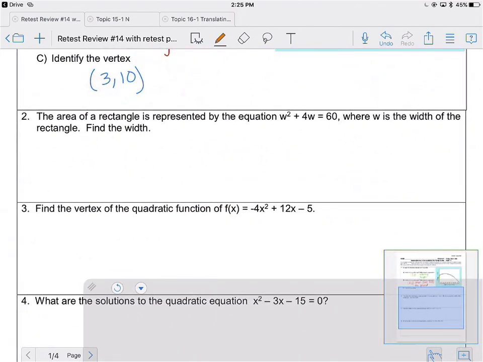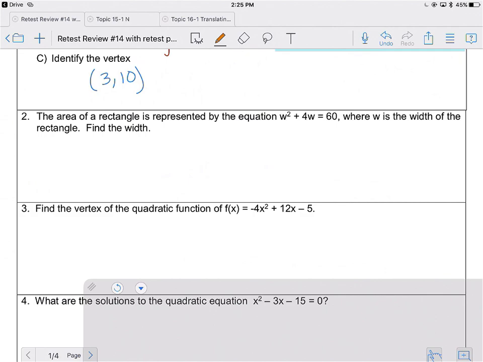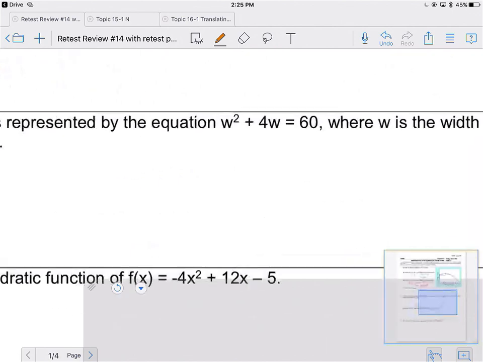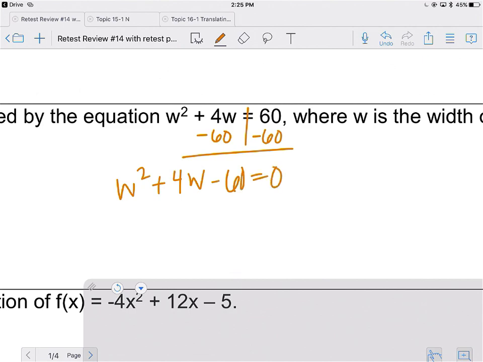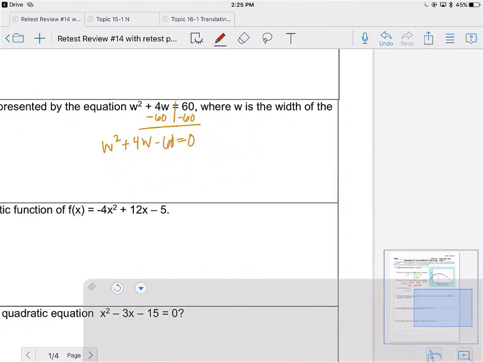So problem 2 tells you the area of a rectangle is represented by w squared plus 4w equals 60, where w is the width. Find the width. So I'm going to do as much as I can in the calculator. Before I can plug into the calculator, I need an equals 0. No matter what you do, you need an equals 0. So w squared plus 4w minus 60 equals 0.